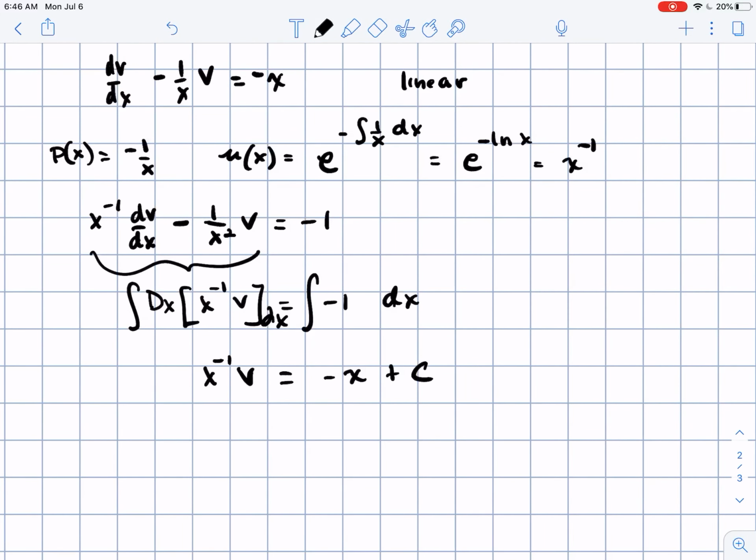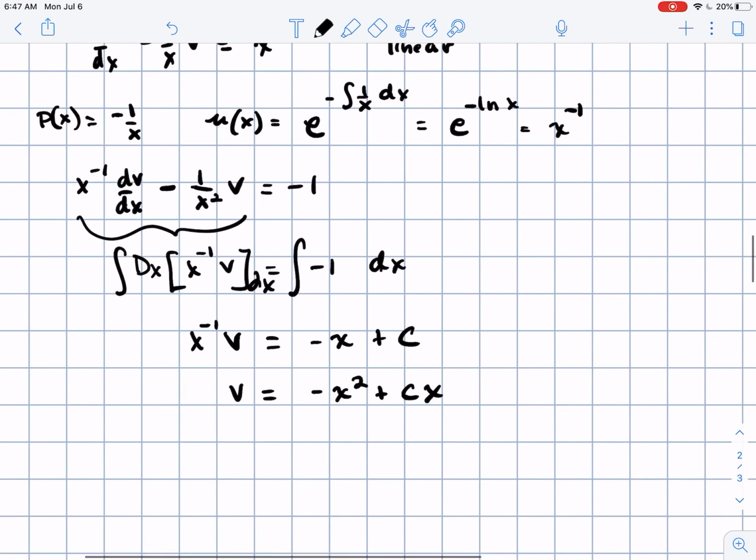And now if I divide by x to the negative 1, I will get v equals negative x squared plus cx. There I just divided by x to the negative 1.